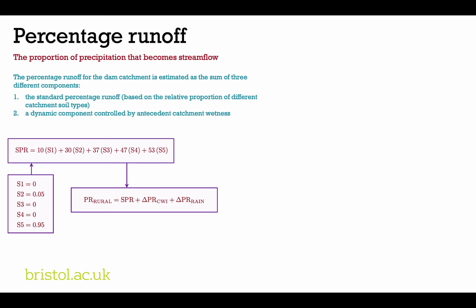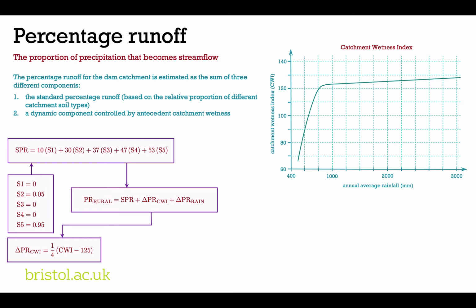There's then a dynamic component of standard percentage runoff that is determined by the antecedent wetness of your catchment, and you can estimate this by a simple catchment characteristic which is plotted up here on the right, and this relates annual average rainfall for your catchment to the catchment wetness index, the CWI. And once you know that, you can calculate the correction factor for percentage runoff due to antecedent catchment wetness.